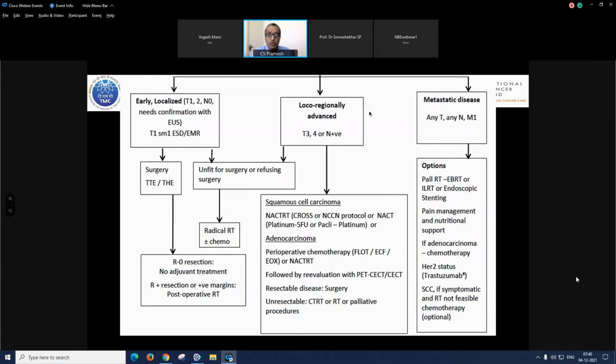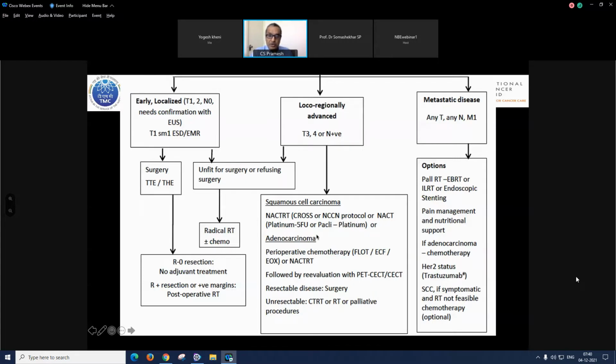In those who have squamous cell cancers, there are two options: neoadjuvant chemoradiation, which is either the CROSS or the NCCN protocols, which vary very marginally, or neoadjuvant chemotherapy alone, which is either a platinum 5FU or a paclitaxel platinum doublet. We will be discussing this a little more in detail a little later in the talk.